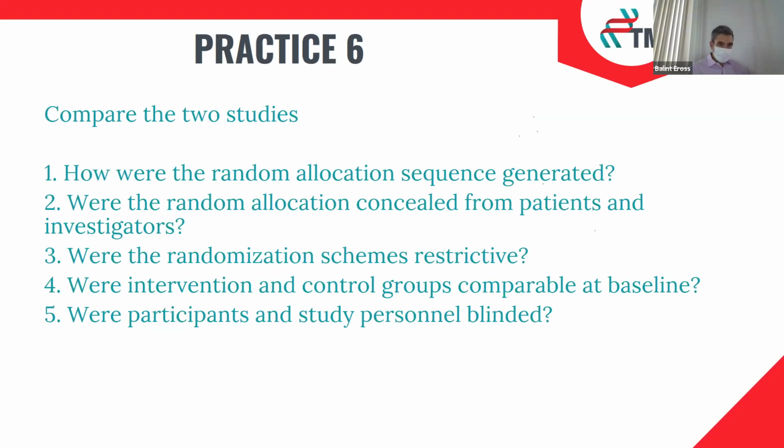Question number 3, were the randomization schemes restrictive in any of the studies you read there? I remind you that restrictive randomization is blocking or stratification or both. So were the randomization schemes restrictive in the studies you have looked at? Who is doing question number 3? Both of the studies used stratified blocking randomization. Perfect. That's the answer we found ourselves. Any other conflicting answers from other rooms?